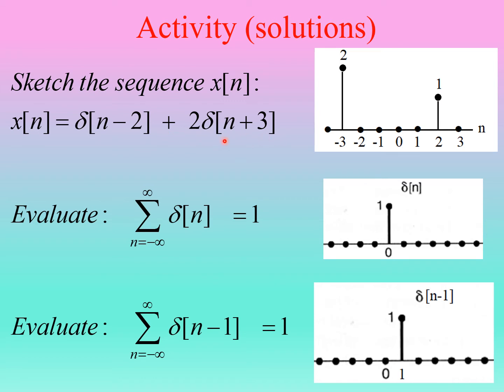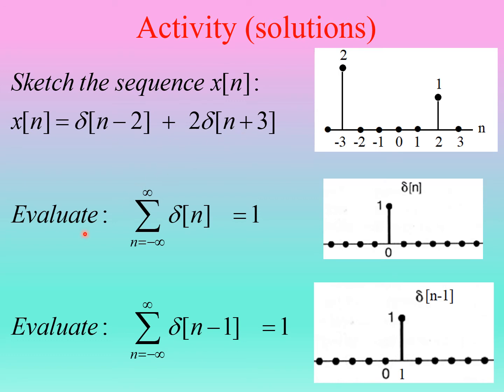Now the second term here is 2 times a delta function that has been advanced by 3, n plus 3. So we have to start here at 0 and move to the left 3. And notice the height of this delta function is now 2 because of this coefficient out in front. So here's the sequence x[n] as described by this equation.